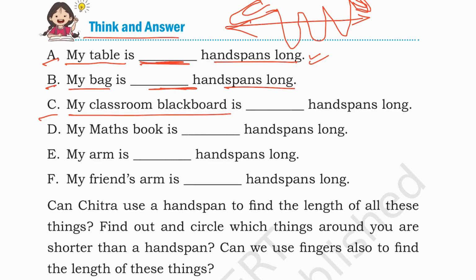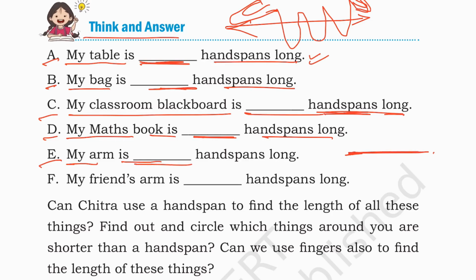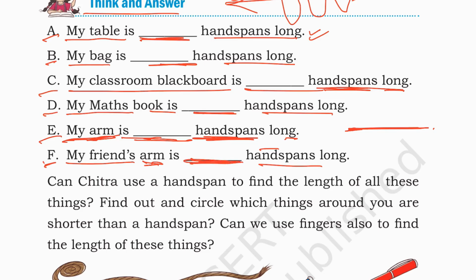C, my classroom blackboard is dash hand span long. D, my math book is dash hand span long. E, my arm is dash hand span long. Arm means the distance from your elbow to your hand. You have to measure with the other hand. F, my friend's arm is dash hand span long. Measure your friend's arm and write the number of hand spans it is.